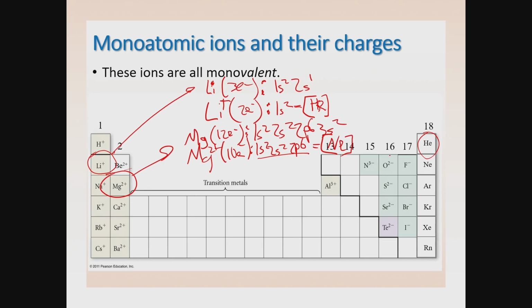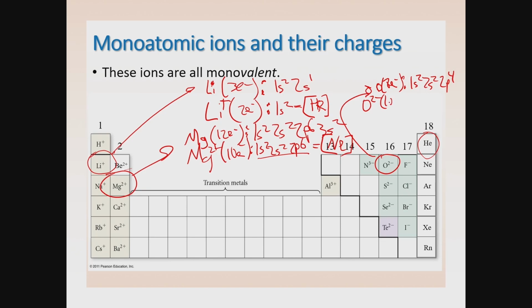Okay, let's do one more. Oxygen here. So oxygen, the neutral oxygen atom has 8 electrons. Again, this is the neutral atom. And so it's 1s2, 2s2, 2p4. But oxygen can gain 2 electrons and get a 2- charge.